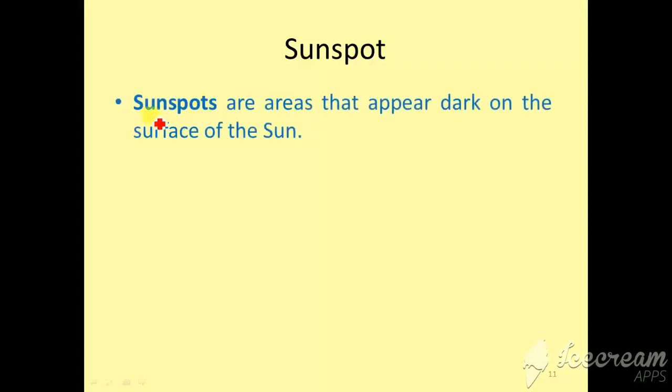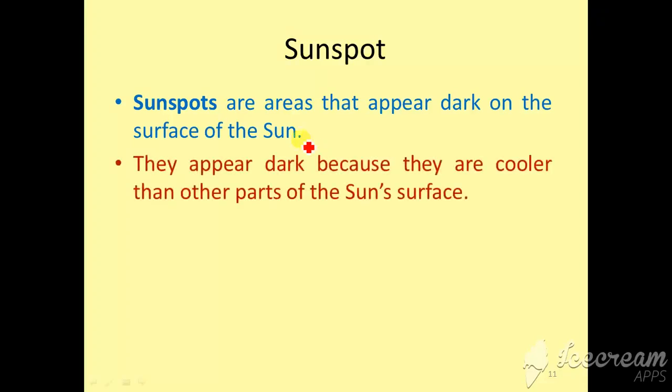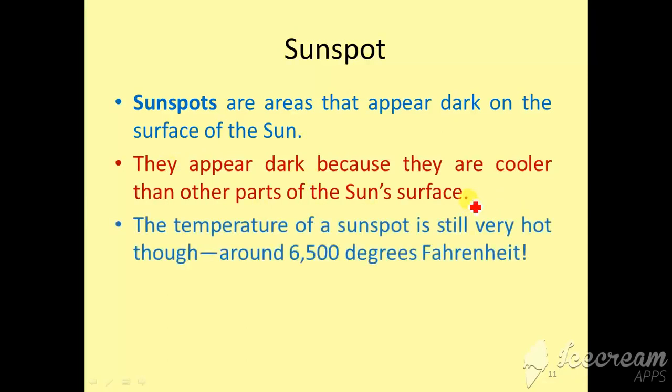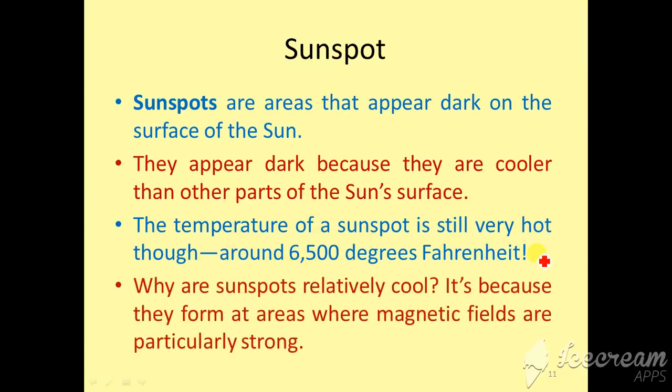Then sunspots. Sunspots are areas that appear dark on the surface of the sun. When we observe the photosphere, we find dark spots on the photosphere, and these dark spots are known as sunspots. They appear dark because they are cooler than other parts of the solar surface. The temperature of a sunspot is still very hot, though, up to 6500 degrees Fahrenheit. The temperature is not very low.